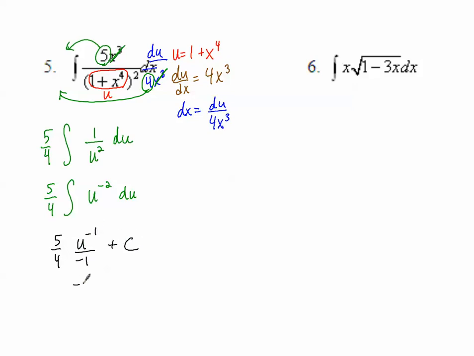Rearrange it, so -5 over 4u plus c, and then don't leave it like that. Substitute what the u is back. -5 over 4, the u is 1 plus x to the 4th. So you wrote what it is here, and don't forget about plus c. Yay!